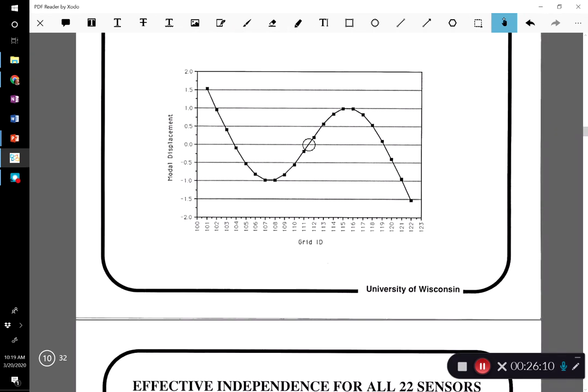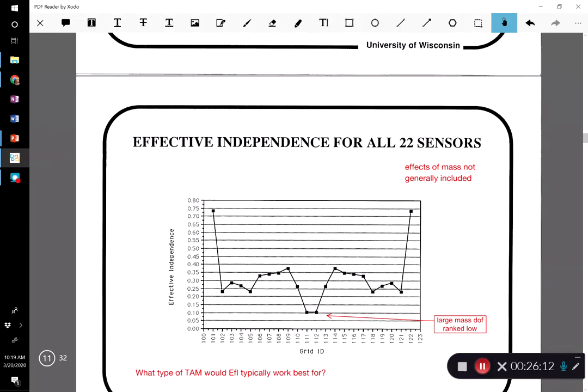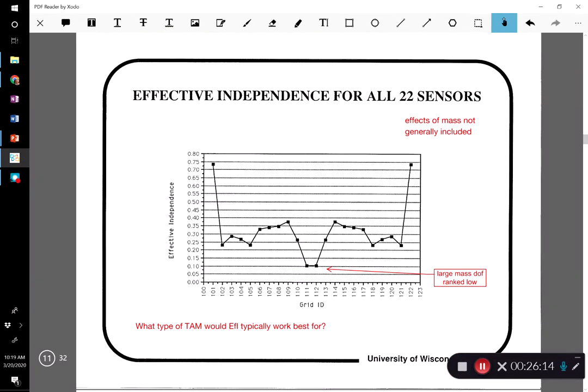So with effective independence, we have that metric, so it's just multiply some matrices, do some linear algebra, a couple lines of MATLAB code, and out comes this effective independence. This is that EFI that we defined in the notes. And so this tells you the importance of each one of these sensors. These are really important sensors. These are the least important sensors.